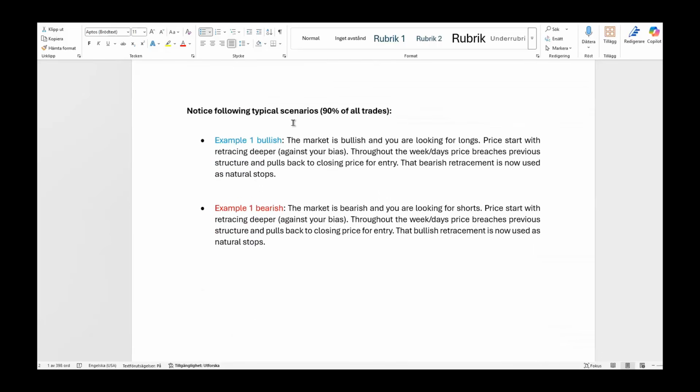Notice the following typical scenario. I just deleted the other example. 90% of the moves are this. I did one for bullish, it's blue, and made this one for bearish. And this is 90% of all trades. So this is how the market behaves. That's why it's predictable, and that's why I came up with this approach.